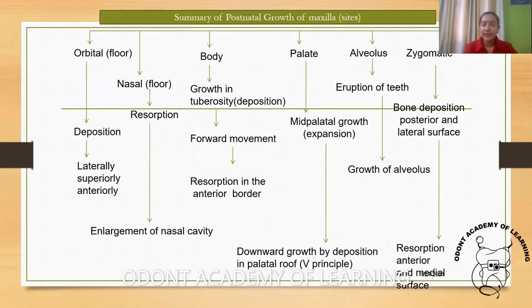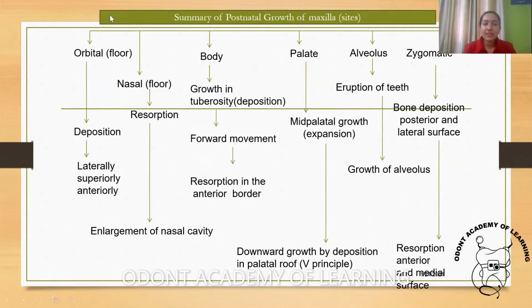Okay, so if we are to summarize at which particular site these three procedures are occurring, we have the summary of postnatal growth of maxilla, which is site wise. So that was the basic concept occurring at each and every site: growth at sutures, remodeling, translation. But which are the sites where this is occurring and how it is going on, that has been explained.